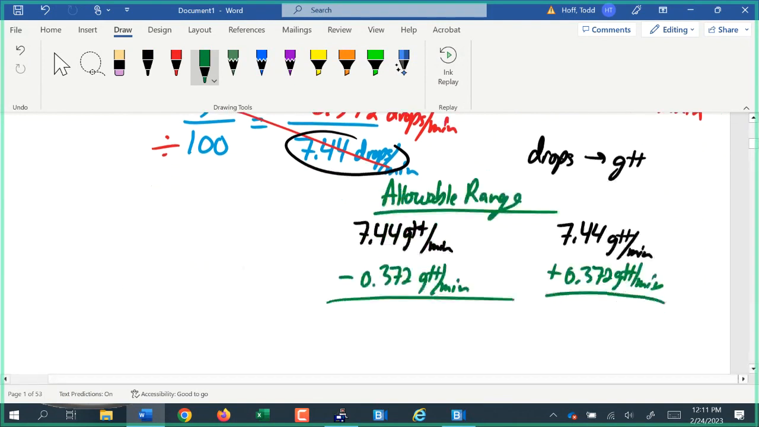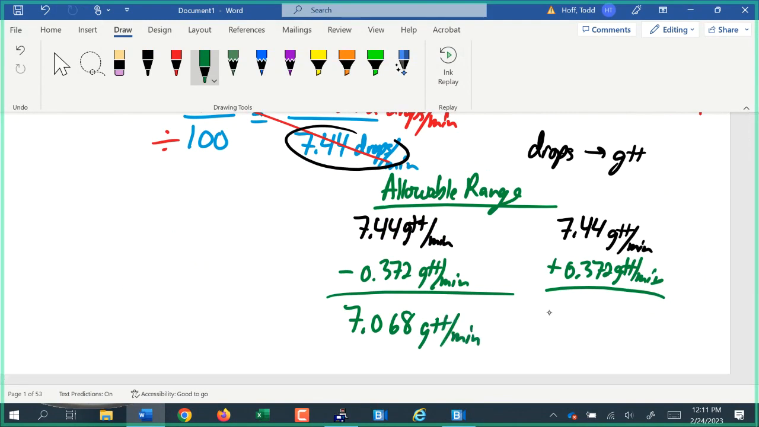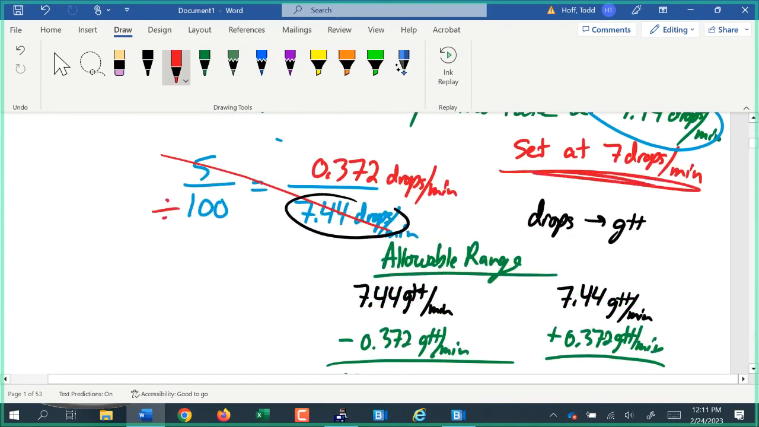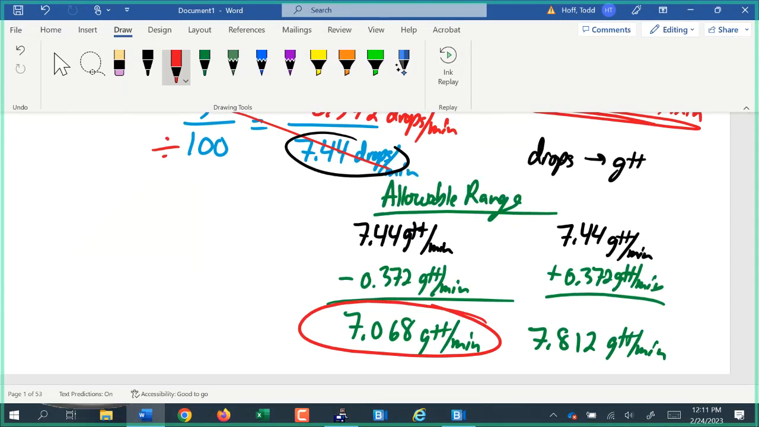So if we subtract here, we get 7.068 drops per minute is the minimum, and a maximum of 7.812 drops per minute. So we can see our infuser setting of 7 drops per minute is below the minimum for our range. So that infuser is not going to be capable of handling what we need. 7 drops per minute is not in the acceptable range. So we would have to go find an infuser that is capable of going to at least 1/10 of a drop per minute.